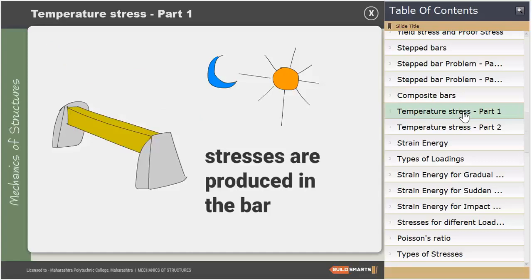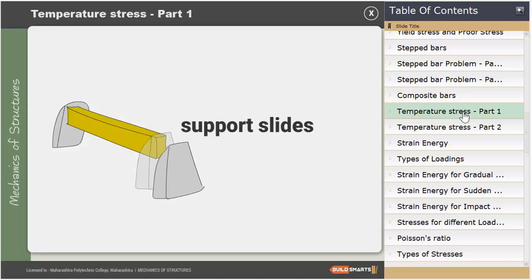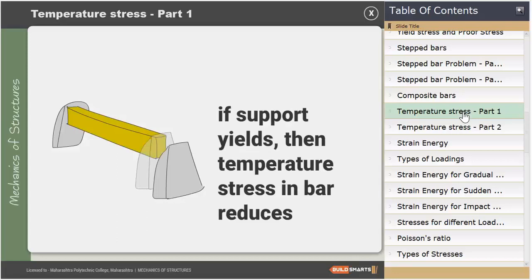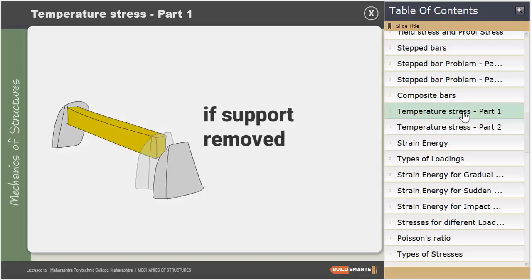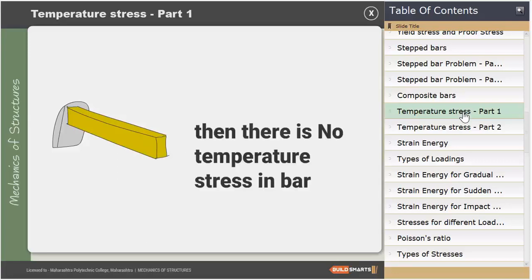Thus, stresses are produced in the bar. Such stresses are called temperature stress, because they occur due to temperature changes. If this support slides a little, we call it yielding. If this support yields a little, then the temperature stress in the bar reduces. If this support is altogether removed, then there would be no temperature stress in the bar.